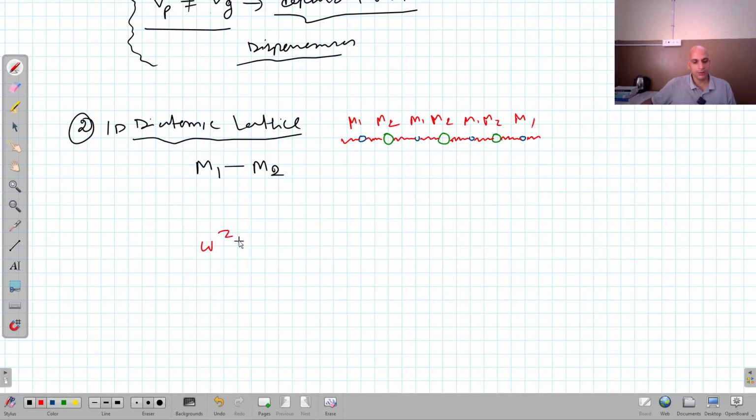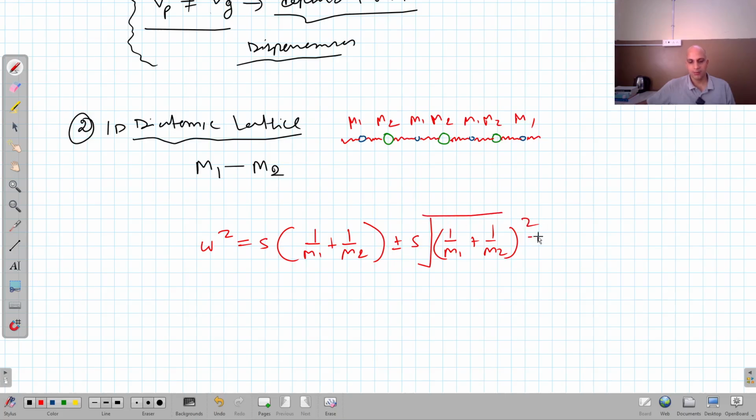ω² is equal to S into (1/m1 + 1/m2), plus minus S under root of (1/m1 + 1/m2) whole square minus 4 sin²(Ka) divided by m1 m2. So you can see here that in this case the dispersion relation is quite complicated, and it is also difficult to remember this entire relation, right?